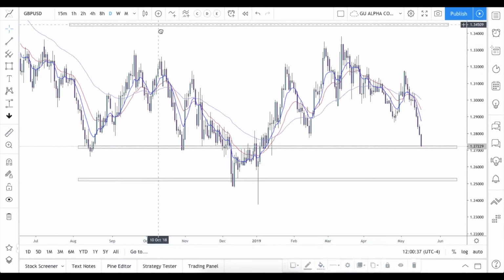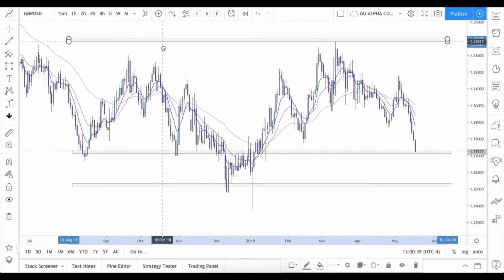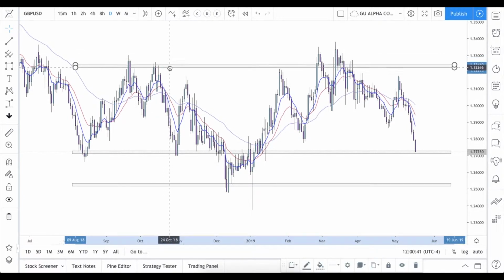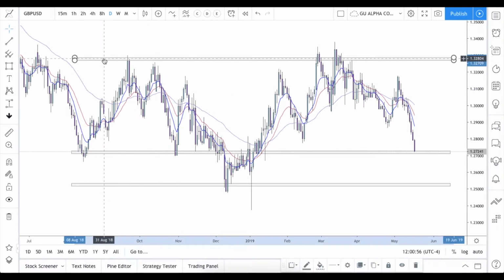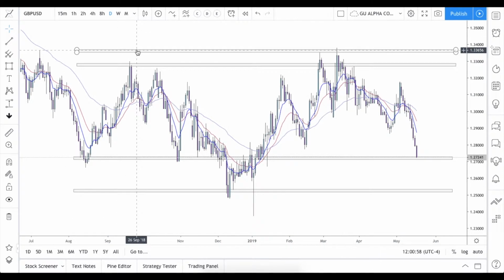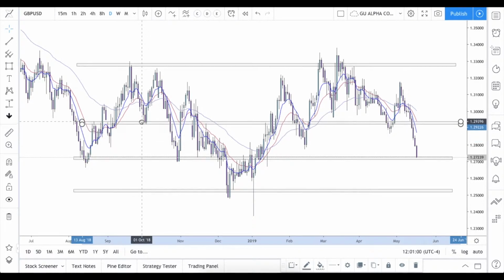So what I'm going to do is simply place a resistance, whatever I'm comfortable with. I'll just place it over there. So we got 1, 2, 3 touches. It acts as a resistance on a daily time frame. Again, daily time frame is reasonable. It's a big time frame as well.